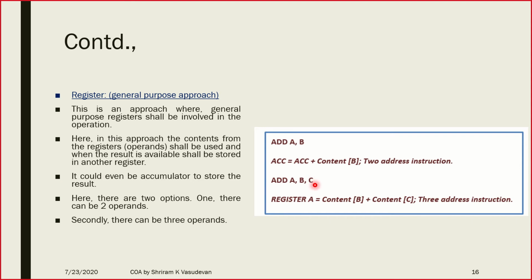Add A comma B comma C. B and C are the general purpose registers, and I need to move the result into A in this case. So it can be a 2 address instruction or a 3 address instruction, and both are presented here. This is the way the register ISA works, and it is totally connected and concerned with general purpose registers.